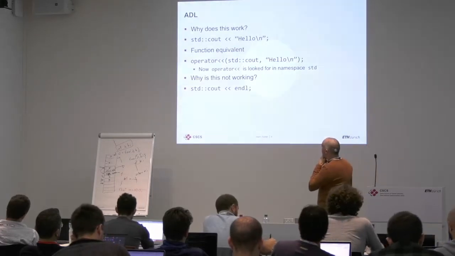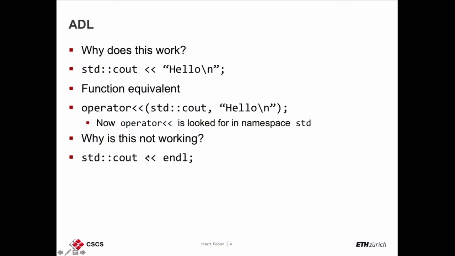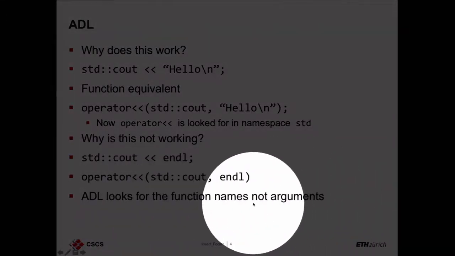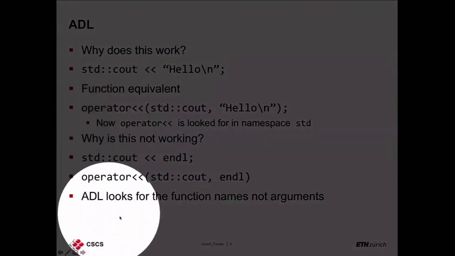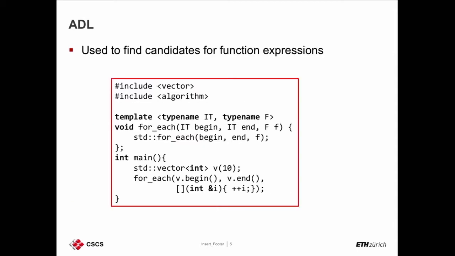Why is this not working? Yeah, you need to do std endl. The compiler looks for endl and it doesn't find it anywhere because it is inside the std namespace. So it will simply say I don't know what endl is. So ADL looks just for the function names, not for the arguments. So it's not because the first argument is in namespace std that endl will also go and look into std.